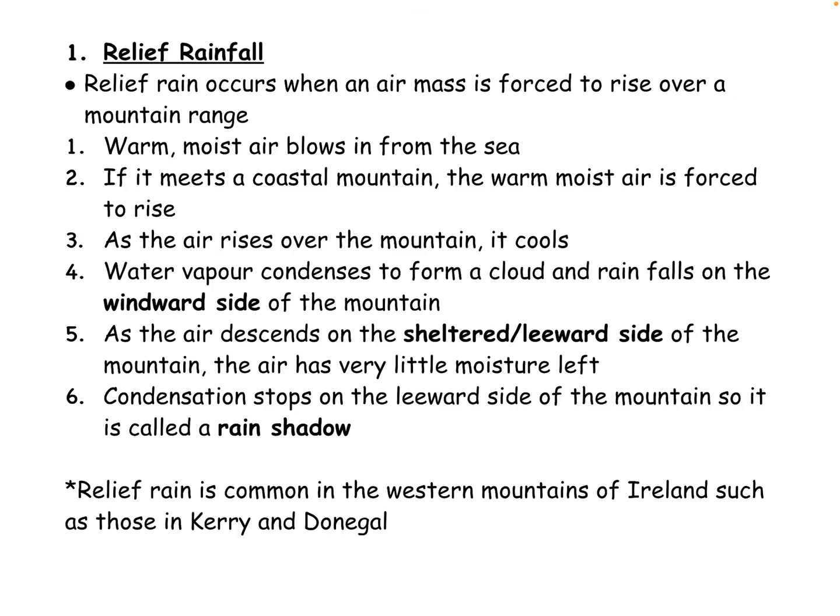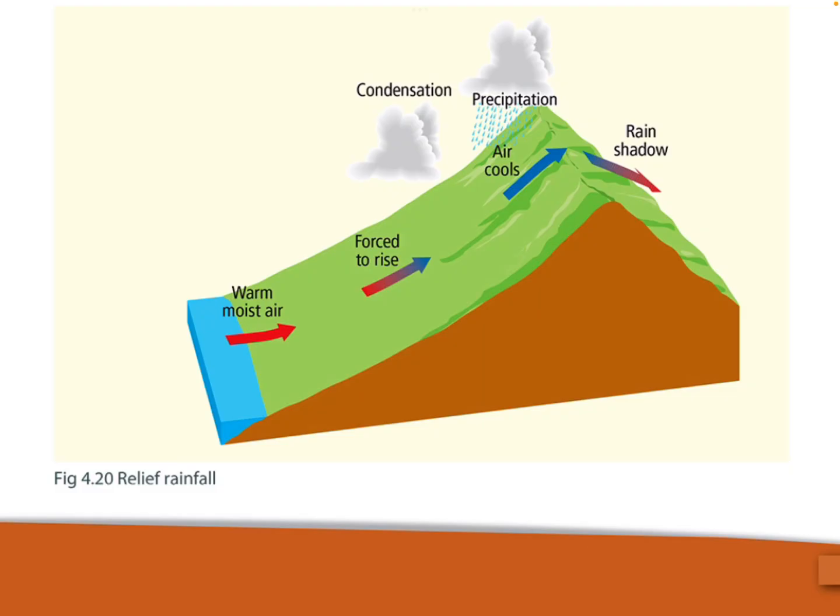Okay, the first type of rainfall we get a lot along the coast of Ireland, the west coast, is called relief rainfall. Relief rainfall is found along the coast. It's where the air blows in from the sea and meets a mountain range. And it's where the air is forced to rise up over the mountain. Okay? So, to explain it, relief rain occurs when warm, moist air blows in from the sea.